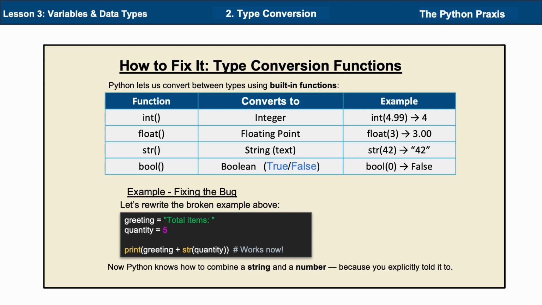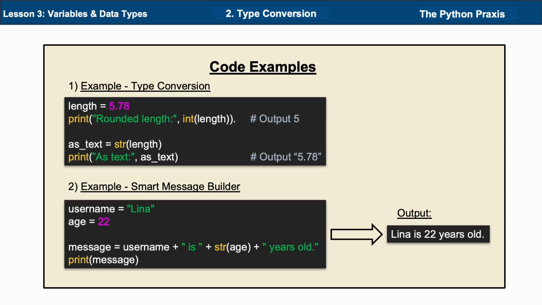No worries though, we've got this. Python gives us handy functions to switch data types around smoothly. For example, int(4.99) becomes 4, float(3) becomes 3.0, str(42) gives us 42 as text, bool(0) translates into False. So let's fix our broken example from before. Print greeting plus str(quantity). Now Python is happy again. You told it exactly what to do. Nicely done. Here are 2 type conversion examples and a smart message builder example, combining text and numbers smoothly.